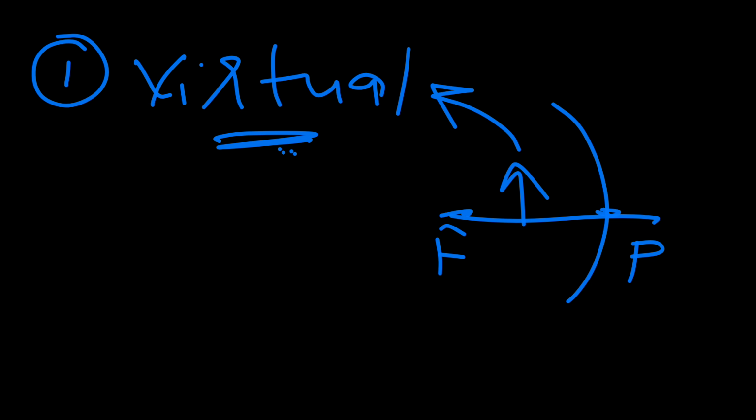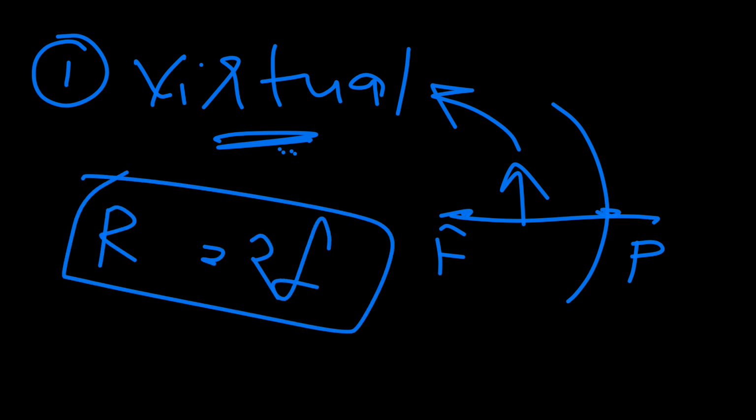What is the relation between the radius of curvature and focal length? The relation between radius of curvature and focal length is R is equal to 2f, right? Okay, now let's move on. Let's start the new topic now. That is Cartesian sign conventions.